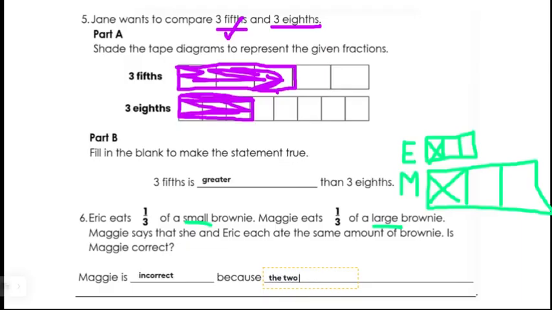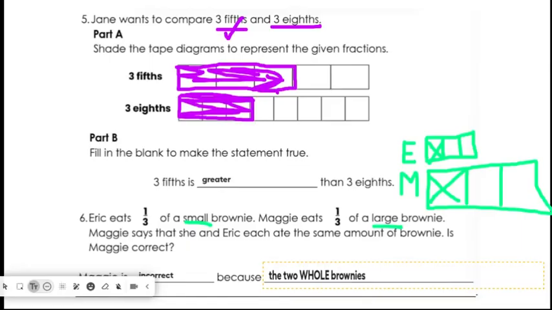Maggie is incorrect because the 2 whole brownies are not equal sizes, right? We can't compare 2 things that are not the equal size. So I could compare 2 brownies that were the same size and say, oh, this person had more, this person had less, or they had the same amount. But in this case, because the 2 brownies are different sizes, we cannot compare them.